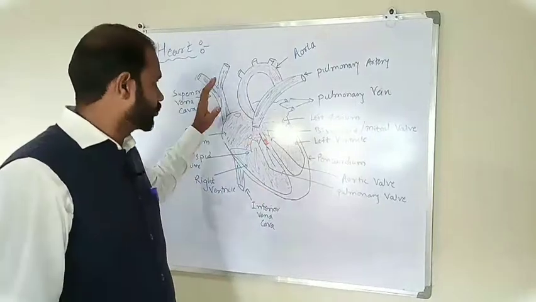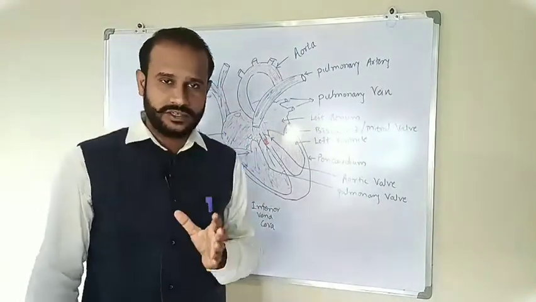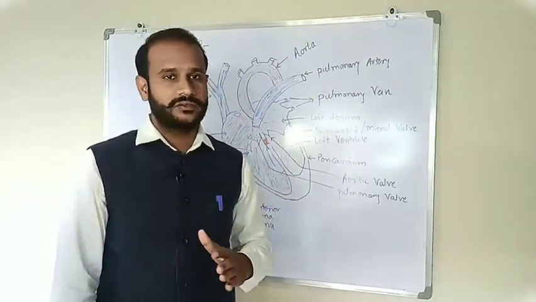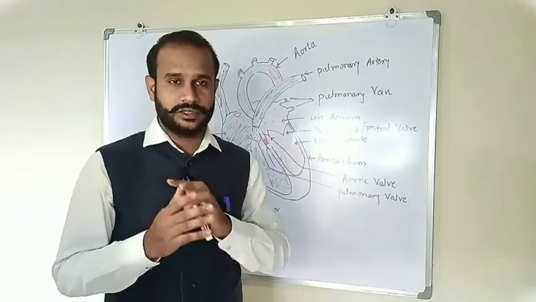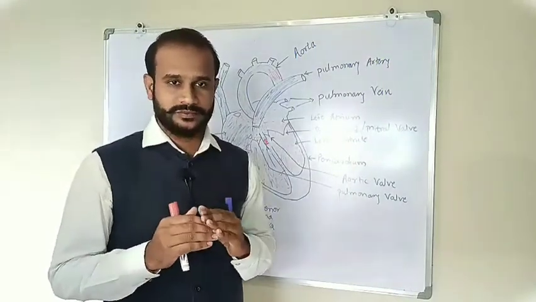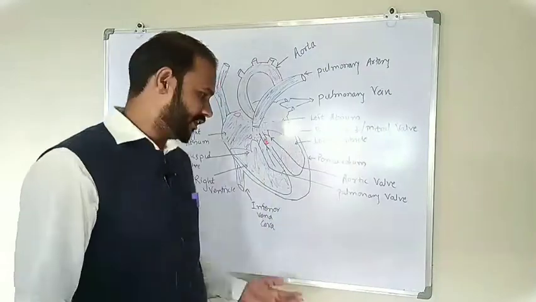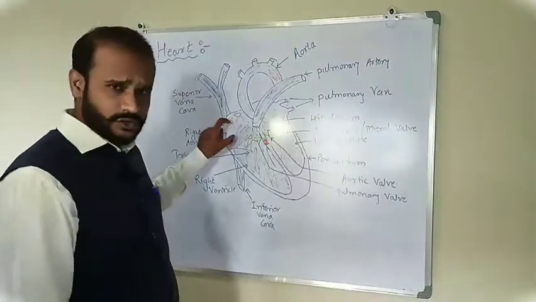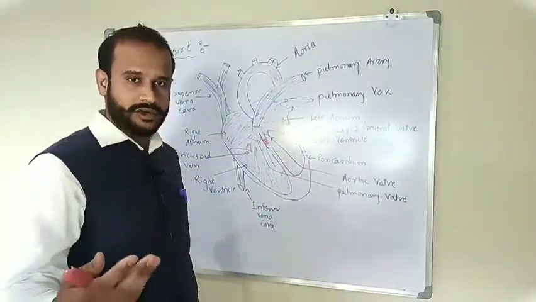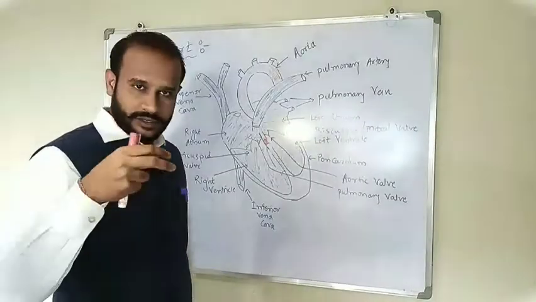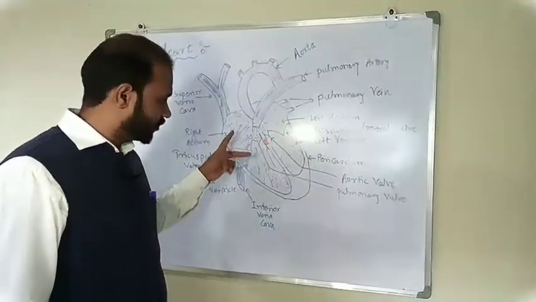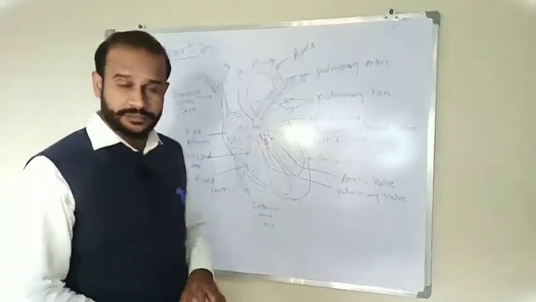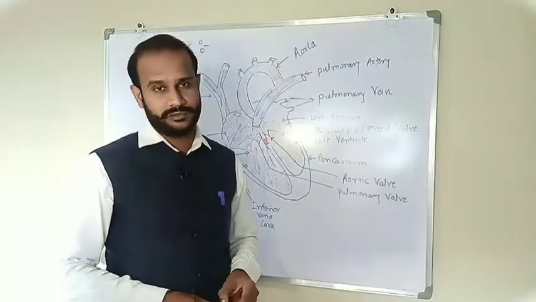Remember everything. Superior carries deoxygenated blood from the upper body part, and inferior vena cava carries deoxygenated blood from the lower body part. And which one is the largest vein in our body? That is the inferior vena cava. Okay, so the first stop is the right atrium or right auricle, where blood comes first. There is one valve between the right atrium and right ventricle. Which one is it? The tricuspid valve is present between the right atrium and right ventricle.